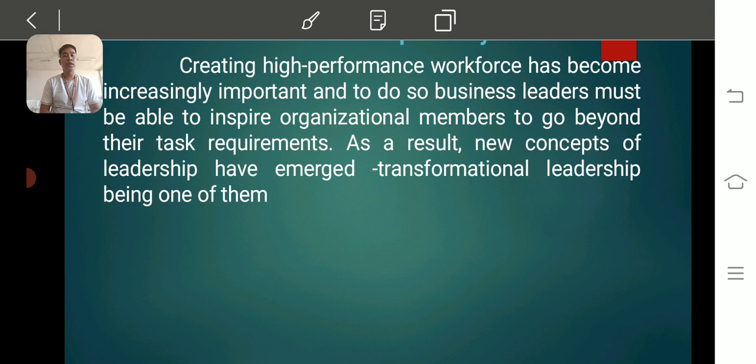Creating a high-performance workforce has become increasingly important, and to do business, leaders must be able to inspire organizational members to go beyond their task requirements. As a result, new concepts of leadership have emerged, transformational leadership being one of them.